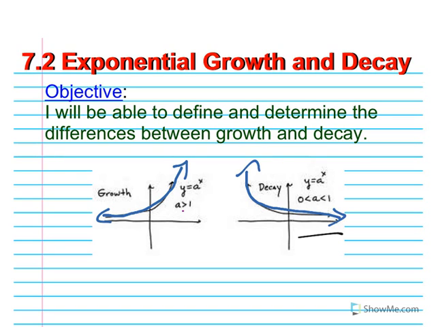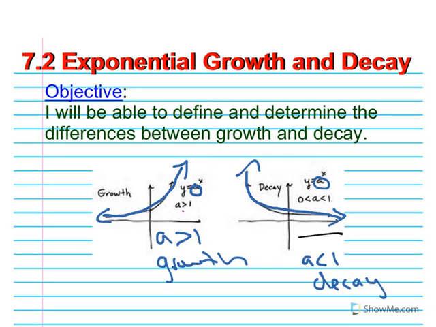We also talked a little bit about yesterday that the A, or the base, if it is greater than 1, then it is growth. And if that A is less than 1, then that would be decay. So we can decide from both an inequality or equation, as well as the graph, whether it is growth or decay. Once you have the objective, go ahead and move on.